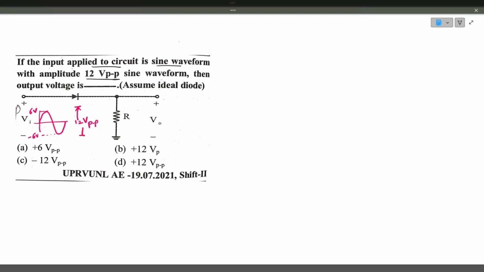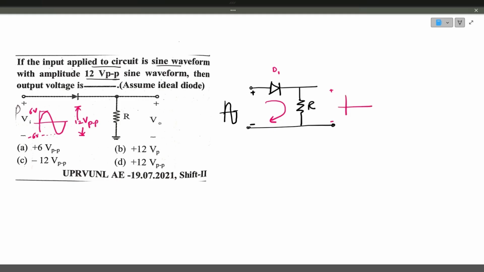Now, the given circuit is acting like a half wave rectifier. This is the diode and this is the resistor R, and the input voltage is a sinusoidal waveform. So the diode conducts only during the positive half cycle. So the output will be like this, only the positive half cycles. During the negative half cycle, it will be 0.